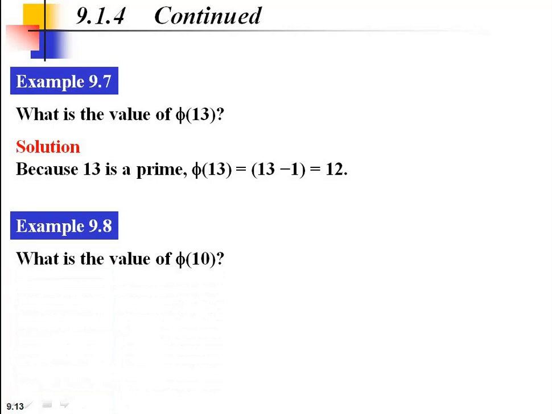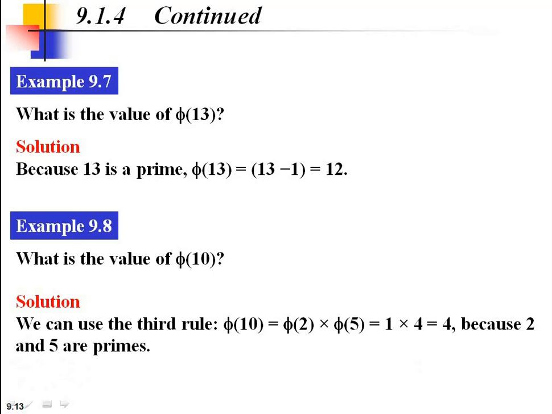Next example, what is the value of phi of 10? Here 10 is not a prime number, so we will make use of the third rule, and we will write phi of 10 as the product of phi of 2 into phi of 5. Both 2 and 5 are prime numbers, so we can easily apply rule number 2 and say that phi of 2 is 2 minus 1 and phi of 5 is 5 minus 1. So 1 into 4 is equal to 4. So the number of integers which are less than n and relatively prime to it is 4.